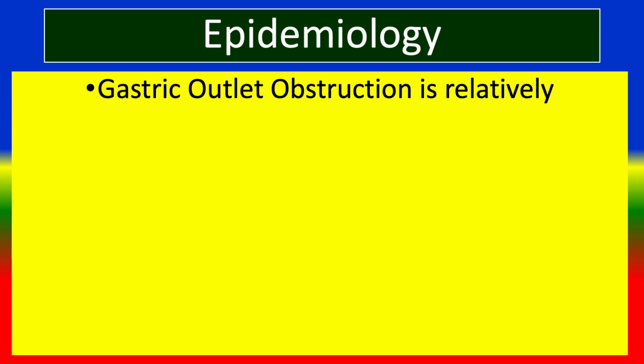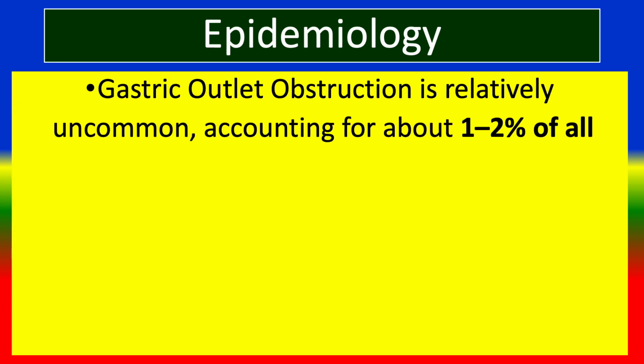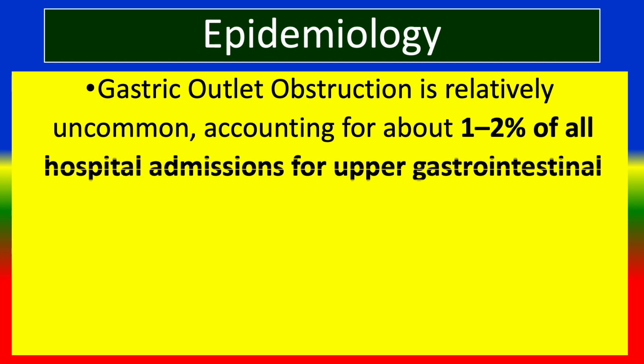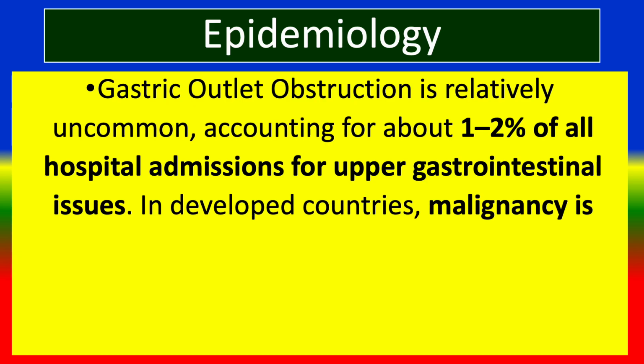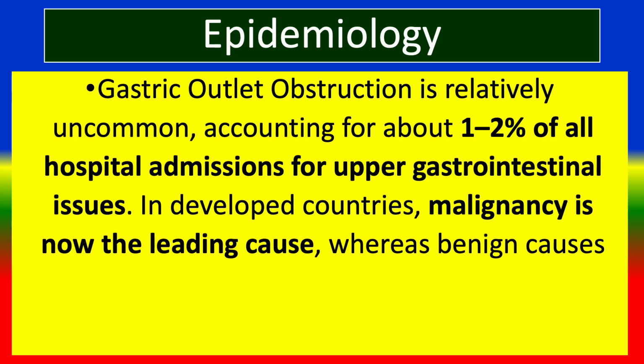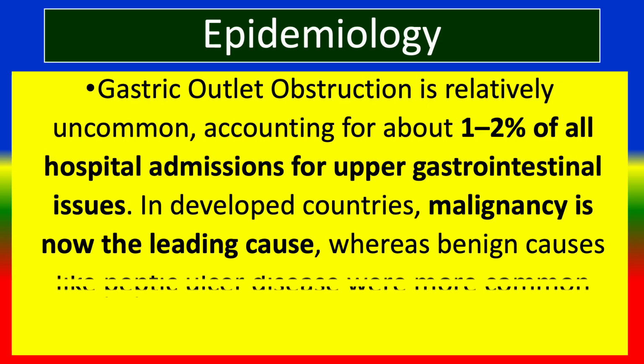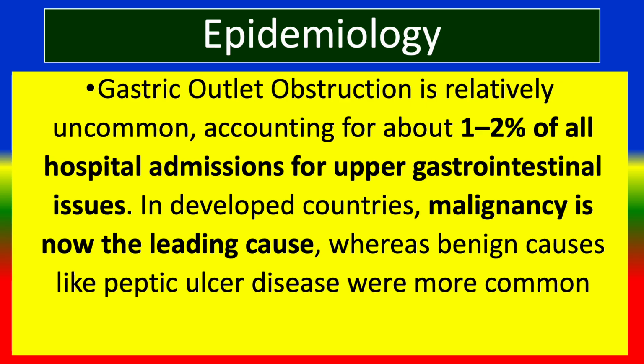Epidemiology. Gastric outlet obstruction is relatively uncommon, accounting for about 1 to 2% of all hospital admissions for upper gastrointestinal issues. In developed countries, malignancy is now the leading cause, whereas benign causes like peptic ulcer disease were more common historically.